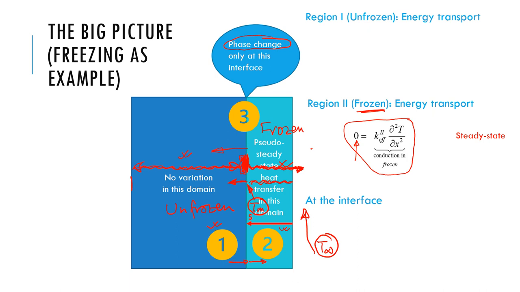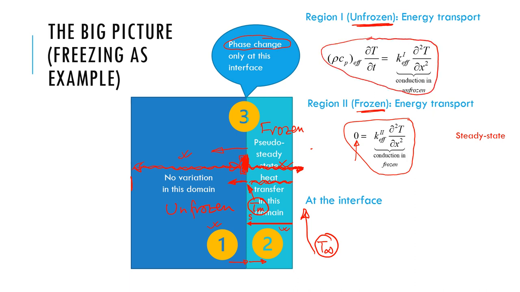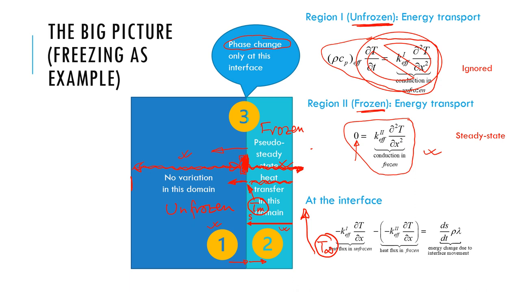So in region 1, that is the unfrozen region, our heat equation would have been this, but the temperature is not varying with position and therefore not with time also. So we just ignore it completely. So region 1 we completely ignore, region 2 we have this equation, and then at the interface I have this equation. Sorry, this part is overlapping. Let me rewrite this one here.